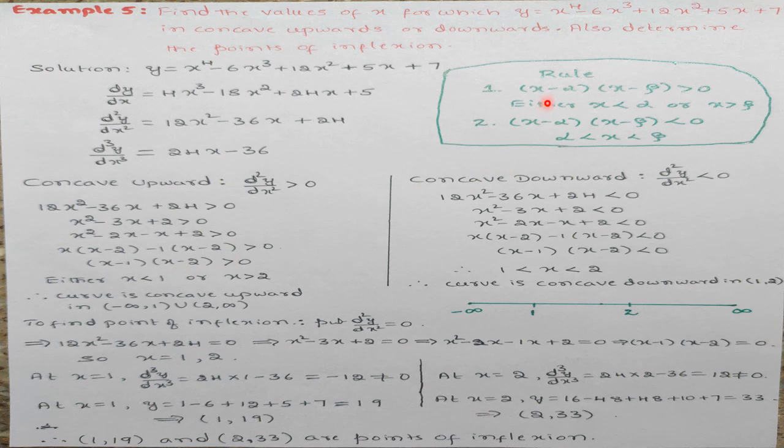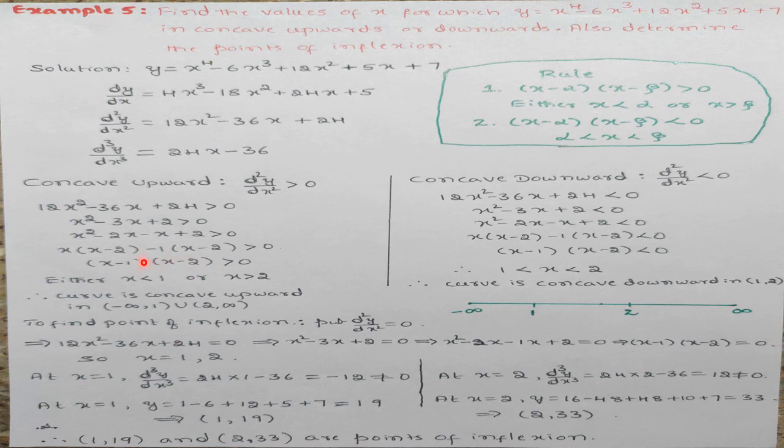See here, by this rule, suppose one rule is there. According to this rule, x minus alpha times x minus beta is greater than 0 means either x is less than alpha or x is greater than beta, then only this is greater than 0. So by this rule, in place of alpha, 1 is there, and in place of beta, 2 is there. Therefore our intention is to find whether it is greater than 0.